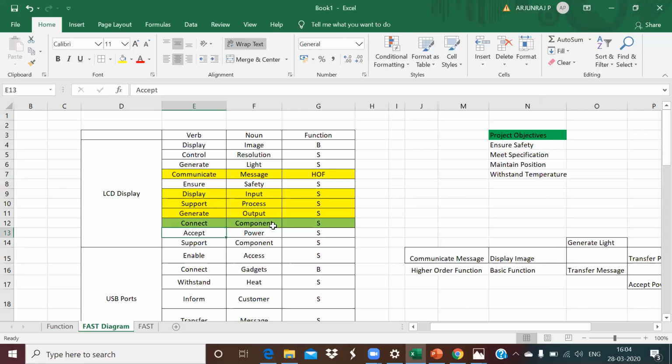I'm going to display the image by displaying input and supporting the process and generating output. How am I going to do all these things? By generating light and by transferring the message. I need to get the display of input by transferring message. I'm going to support the process by transferring the message. I'm also going to get content output by transferring message. So before this, what I feel, these three can be the good option.